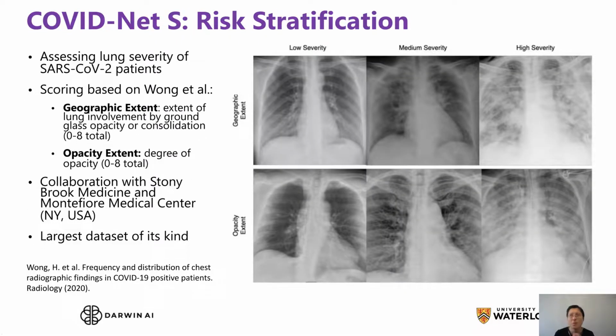And so, starting off from the initial COVIDNet CXR initiative, because of the success of the project, we've greatly expanded the capabilities of this particular initiative to cover a much broader range of clinical tests across different modalities. So the first one we extended was COVIDNet S, which is for risk stratification. And so what we did was we assessed the feasibility of assessing lung severity of SARS-CoV-2 patients. And this is very critically important because it really guides decisions on treatment planning.